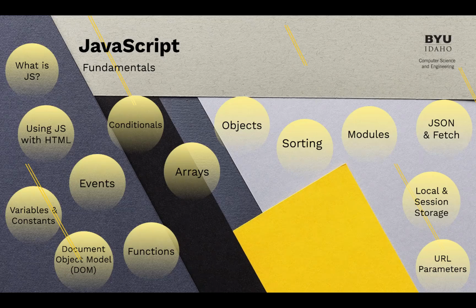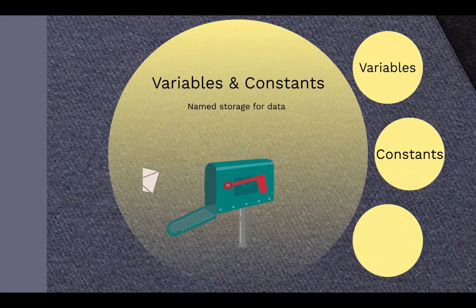Let's talk about variables and constants with JavaScript. Variables and constants are named spaces in memory used to store data or values. Think of them like mailboxes. Just as a mailbox holds different pieces of mail according to its address, variables and constants hold data that our programs can reference and use by their names.